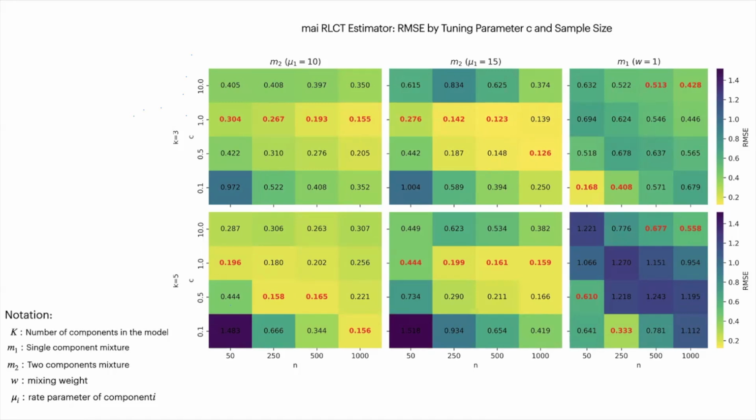But as you go down and increase the number of components, you're going to see that the ideal temperature changes. And you should probably be choosing a different temperature if you want to really capture the true RLCT value.